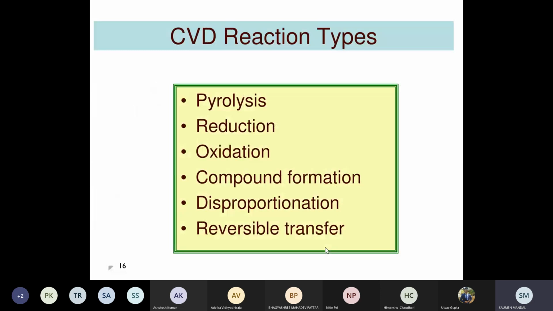And what are the different reaction types? So let's have a look. This is very important. What are the different reaction types? Pyrolysis, it could be reduction type, it could be oxidation type, compound formation, disproportionation, reversible transfer. So we'll see what each one is.